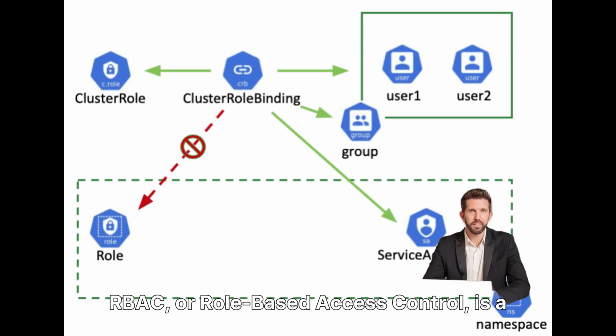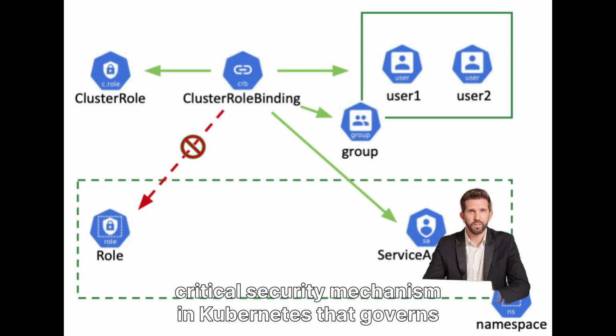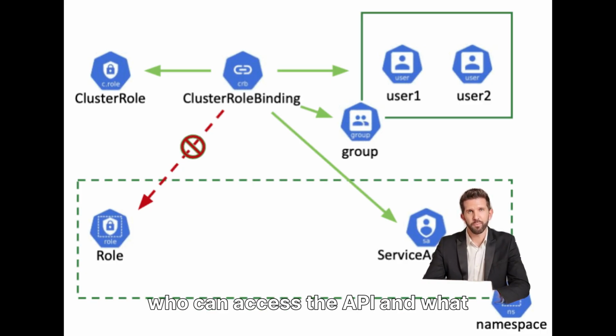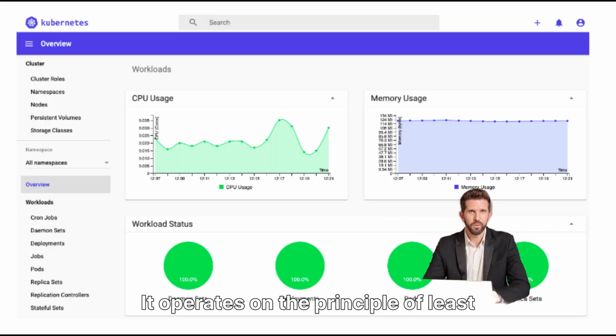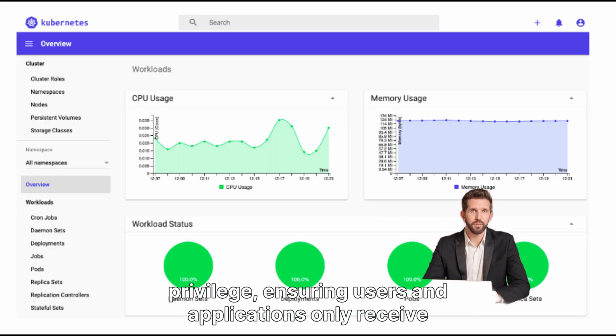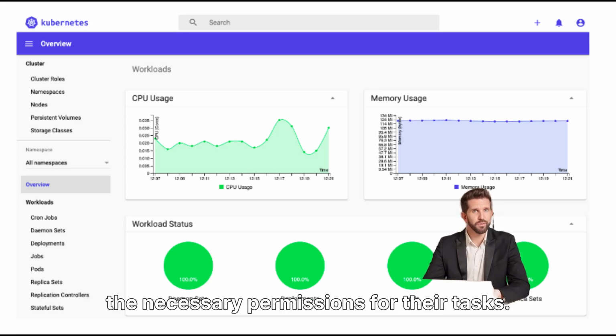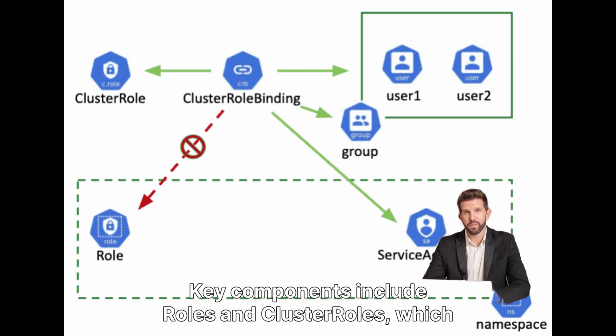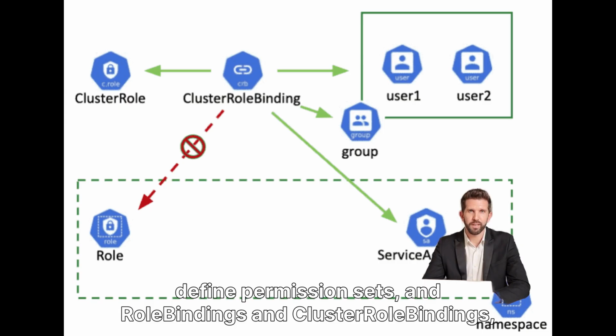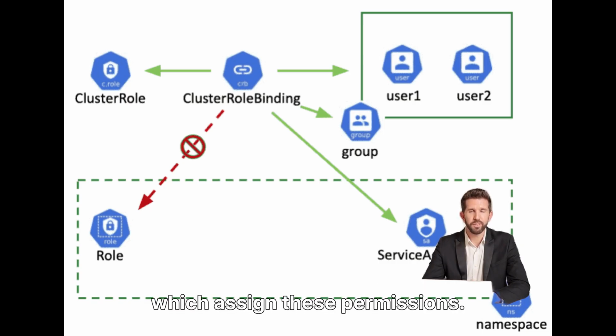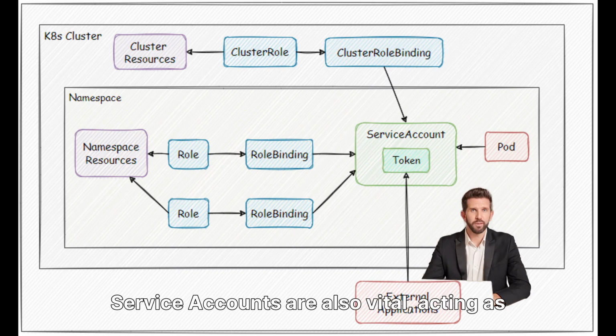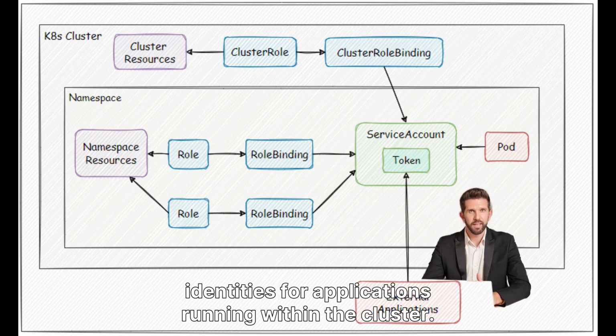RBAC, or Role-Based Access Control, is a critical security mechanism in Kubernetes that governs who can access the API and what actions they can perform. It operates on the principle of least privilege, ensuring users and applications only receive the necessary permissions for their tasks. Key components include roles and cluster roles, which define permission sets, and role bindings and cluster role bindings, which assign these permissions. Service accounts are also vital, acting as identities for applications running within the cluster.